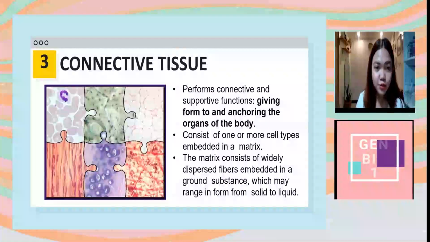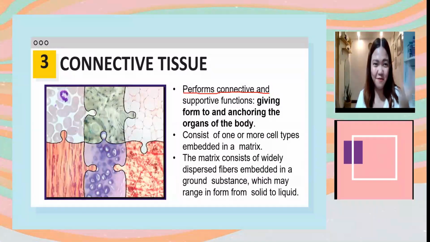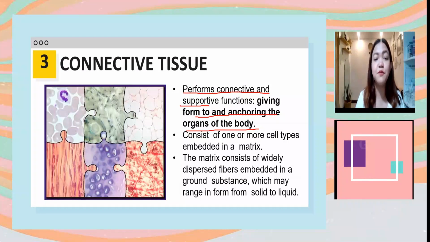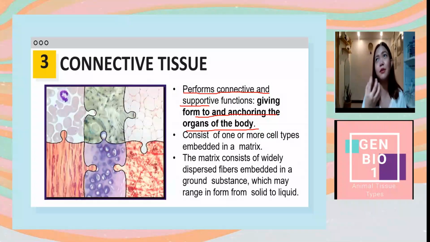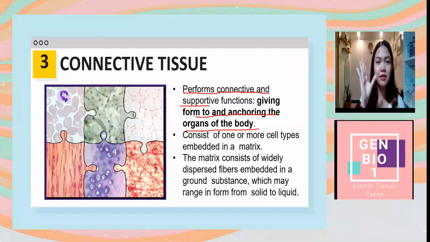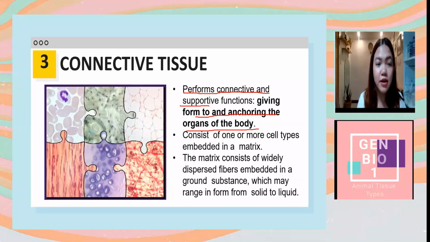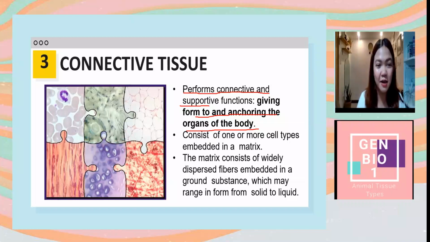Next is your connective tissue. Of course, it's connective, so it performs connective functions and supportive functions as well. It gives form to and anchors the organs of the body. It consists of one or more cell types embedded in the matrix. Later, you'll know what that means. When we say muscle tissue, it's like only one kind of cell, the myocytes. Here, the connective tissue could be a combination of one or more cells or cell types, okay?